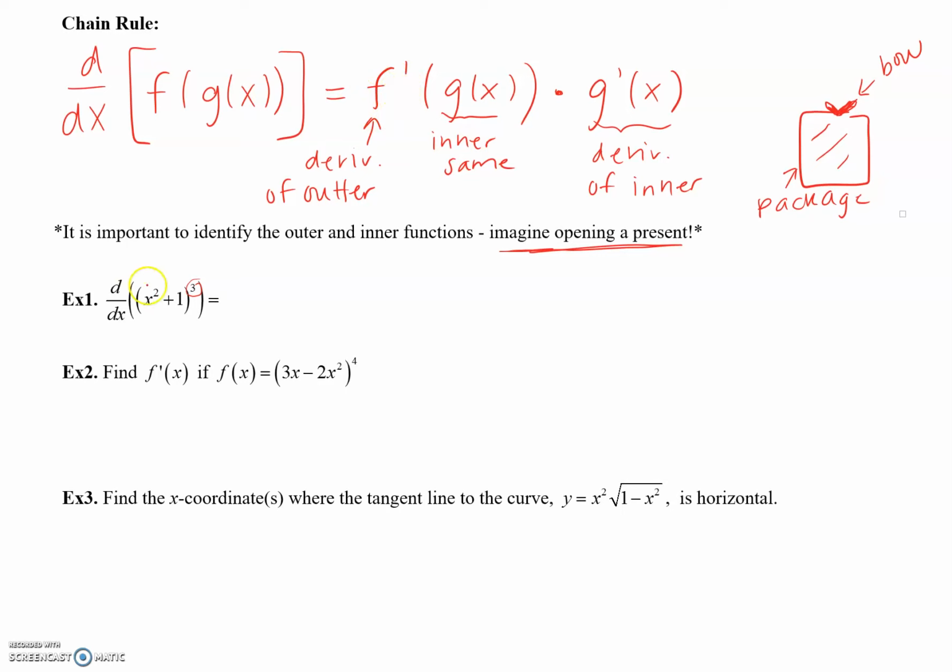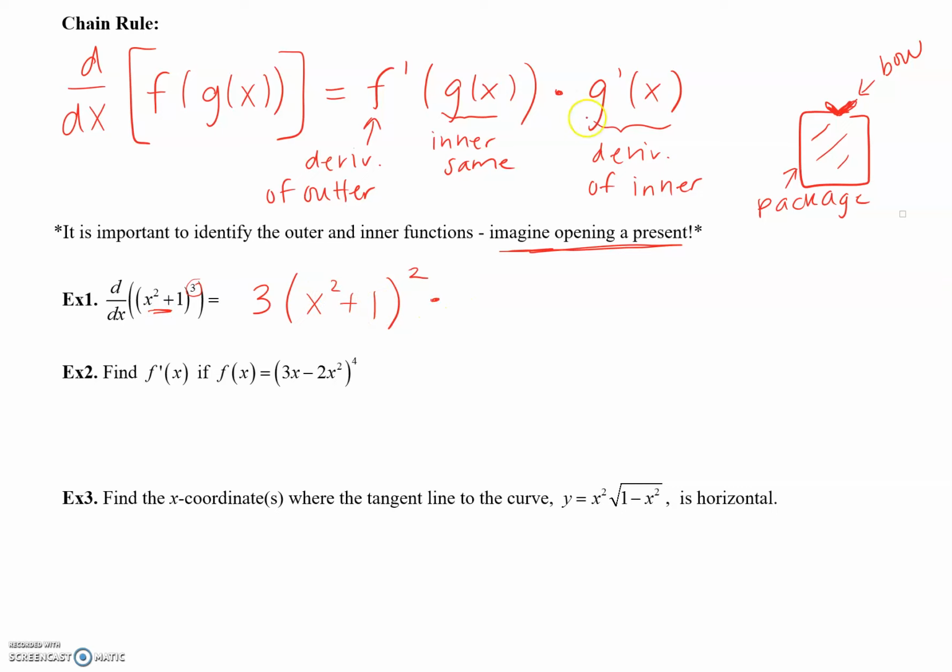Because the outer function is a cube, the 3 is going to come down. I'm going to do the power rule. And then notice that everything that was inside that function needs to stay the same. So my inner function, x squared plus 1, is still inside.